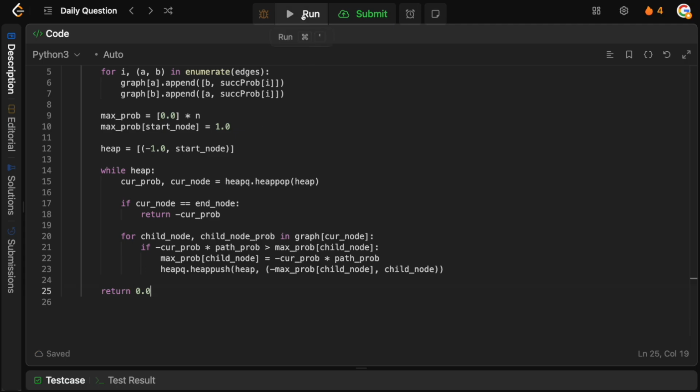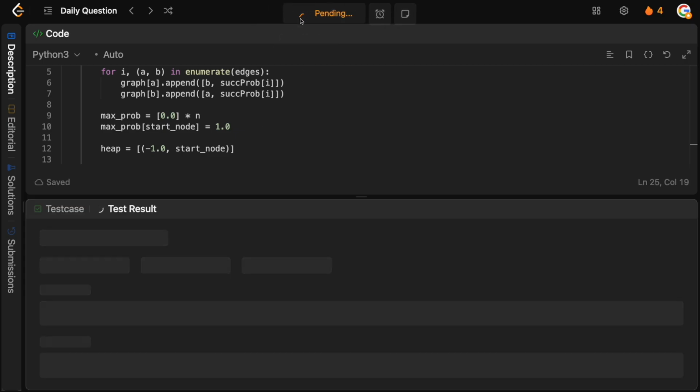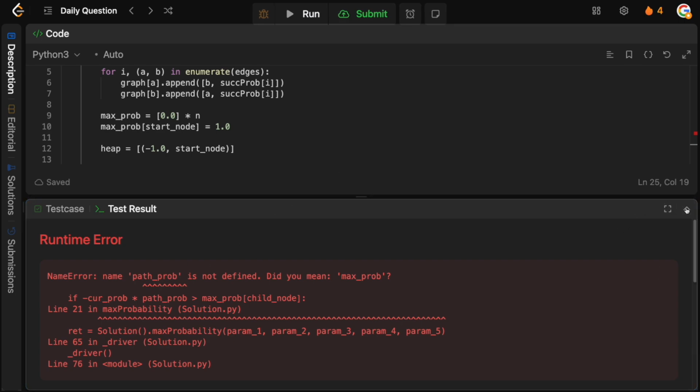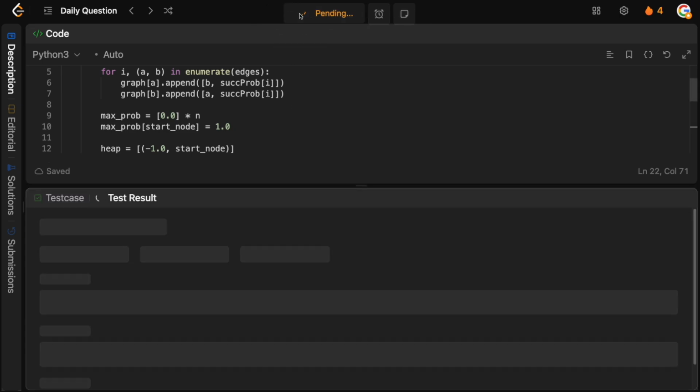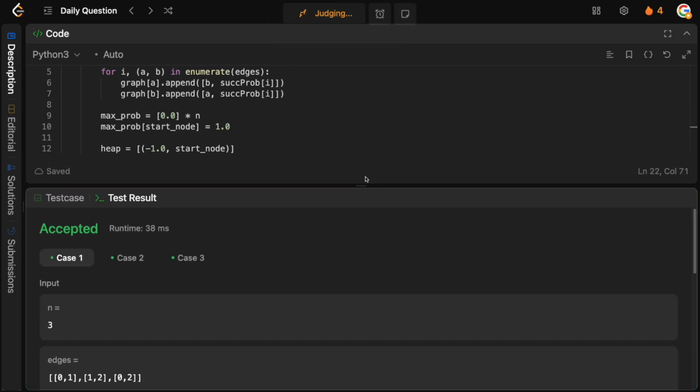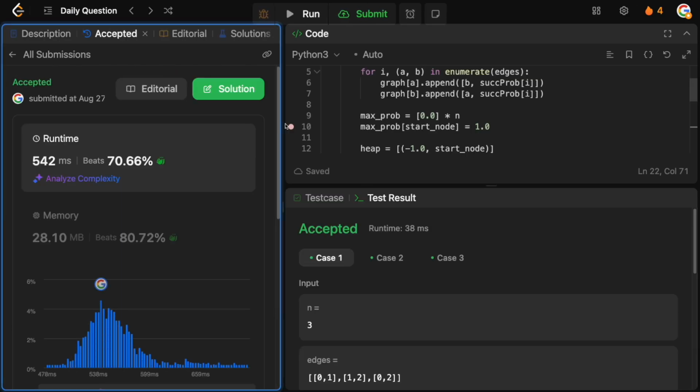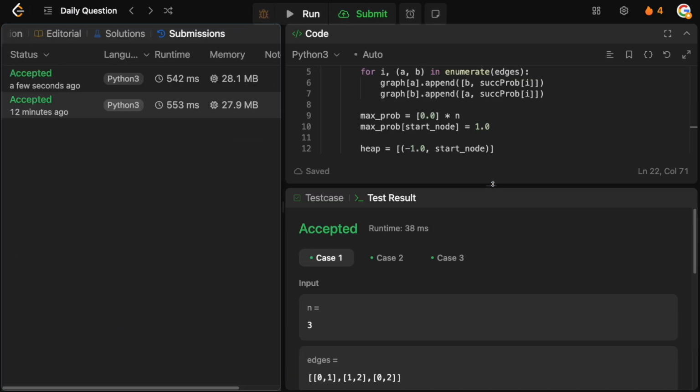Okay, so let's just run this and make sure we didn't make any mistakes. Path prob, oops, sorry. This should be child node prob. Let's call this child. Yeah, okay, let's just use whatever we said here. Okay, sorry, that should fix it. Okay, cool. Sorry about that. All right, cool. That is accepted.